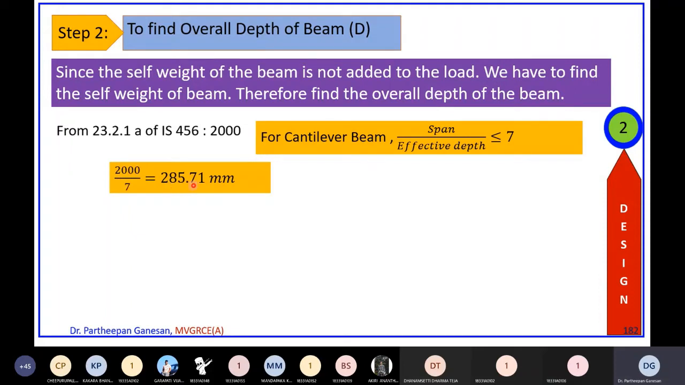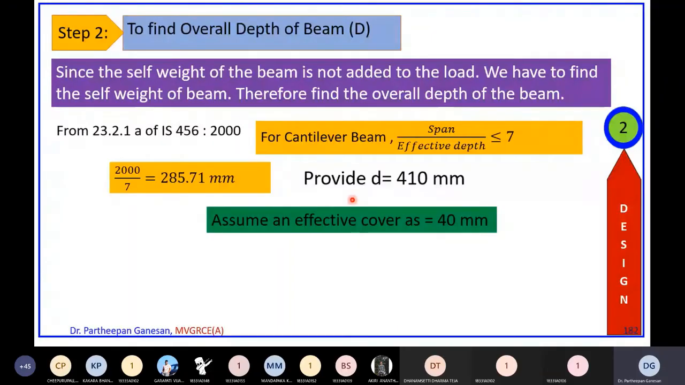That comes out to be 285.71 millimeters. As per the span to effective depth ratio, your depth is coming out to be 285.71 millimeters. But I am providing a depth of 410 millimeters. Is that clear? I will let you know why I am providing 410 millimeters, and why not 300 mm or 350 mm or something like that. You will understand yourself in a little bit of time. Let us say I provided 410 mm.